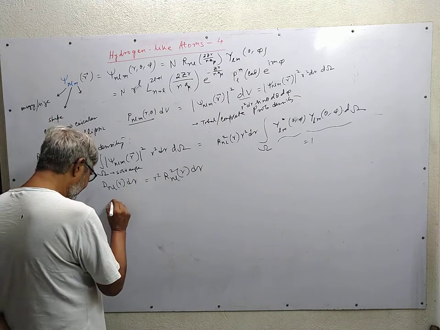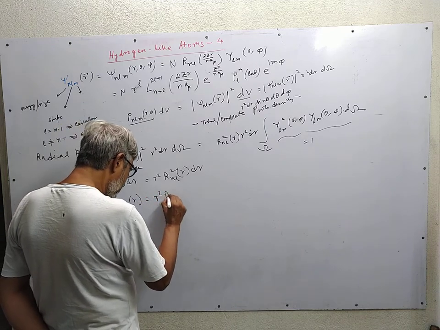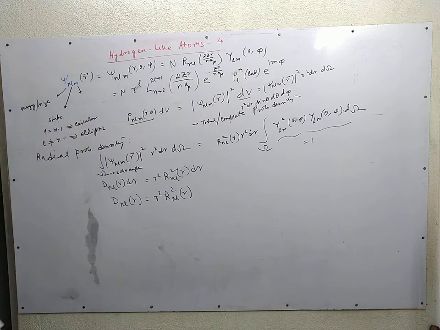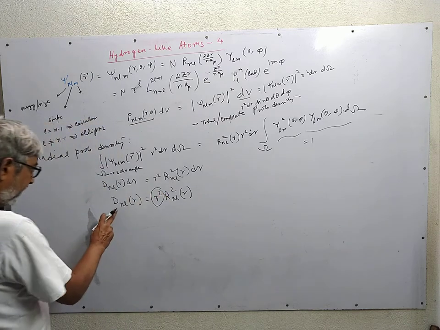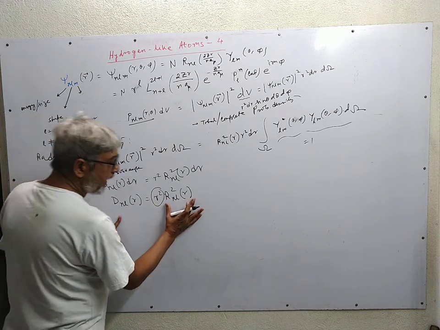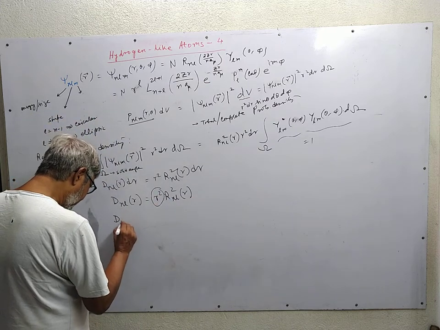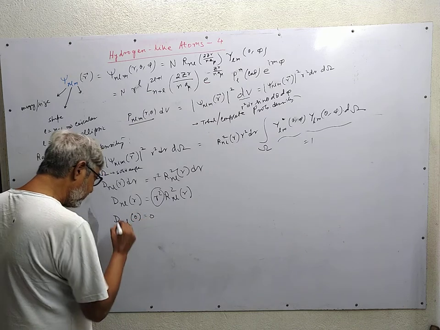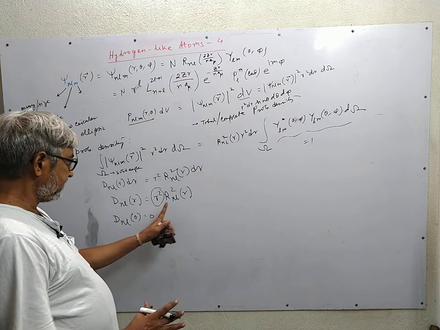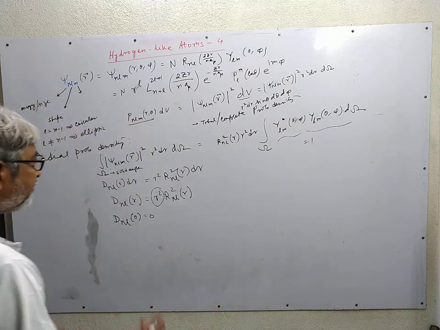So we define the radial probability density function as r square RNL square. Due to this factor, DNL at r equal to 0 is always 0, as RNL is a finite quantity always. So DNL of 0 is 0 irrespective of the values of n and l. There are two quantities, one is RNL, another one is DNL. They do represent two different quantities.